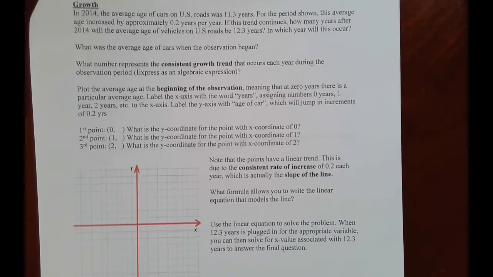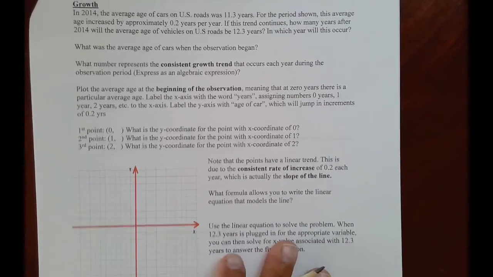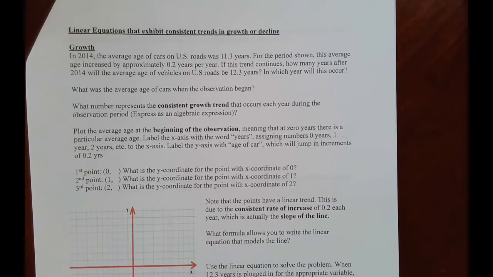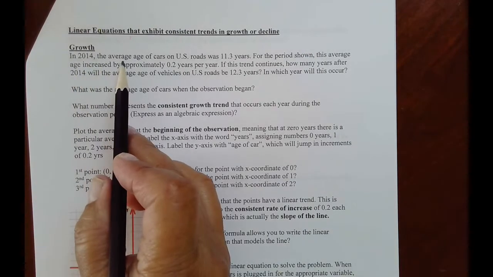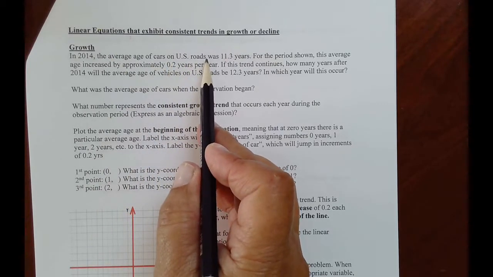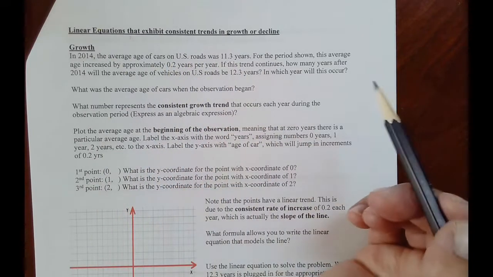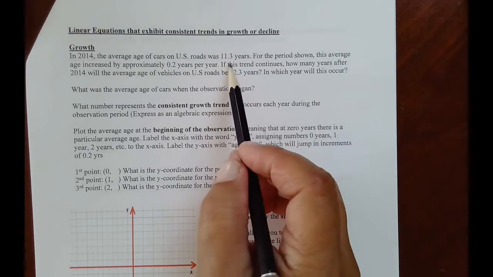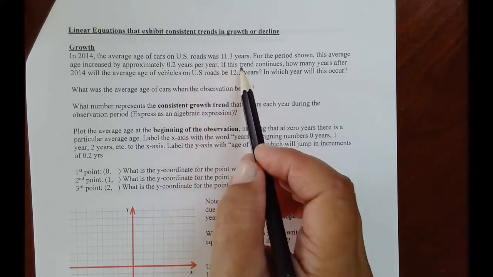Okay, so let's see. What is the average age of cars when the observation began? So we'll just look here. It says year 2014. The average age of cars on U.S. roads, this is when they began the observation, is 11.3 years old. That's the average age of a car.